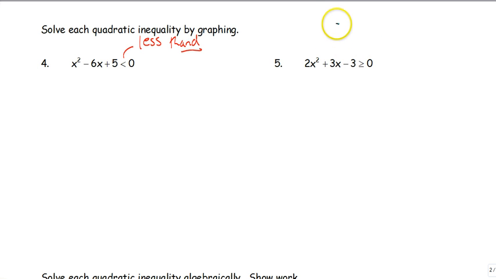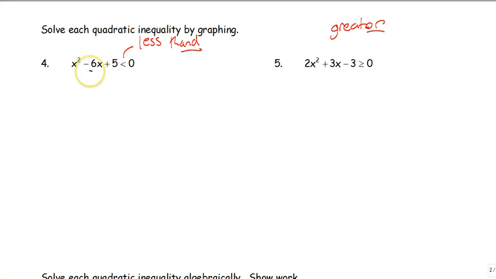And then this would be greater. We talked about this in chapter 1. Okay? So what I need from you for solving by graphing. Again, we're only dealing with a number line now because we want to know where x squared minus 6x plus 5 is less than 0.